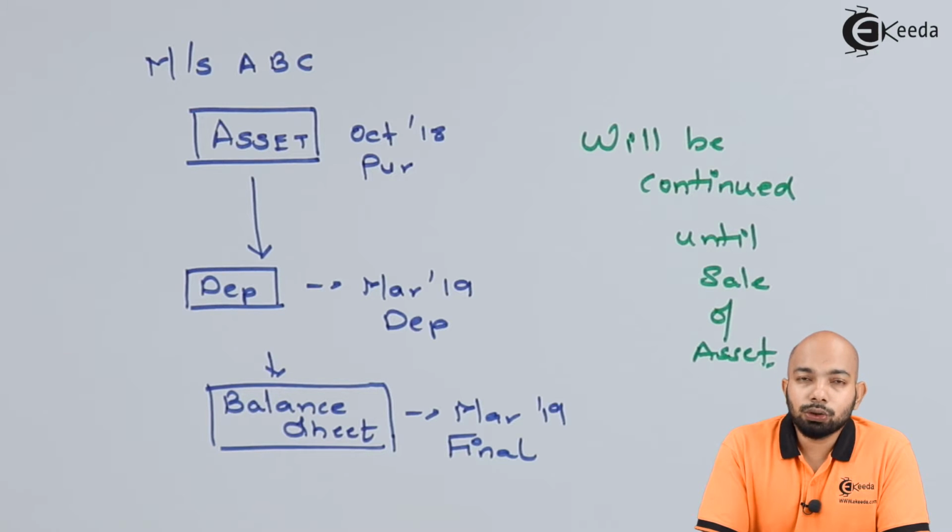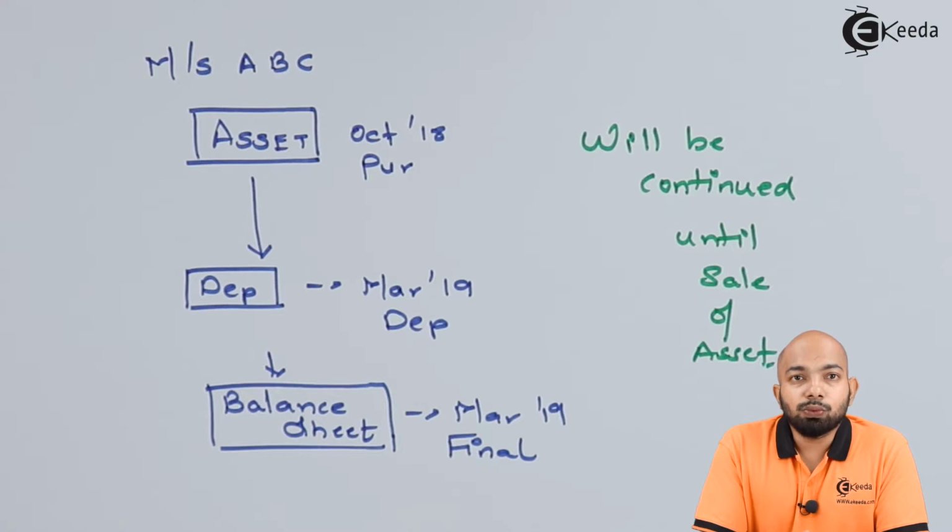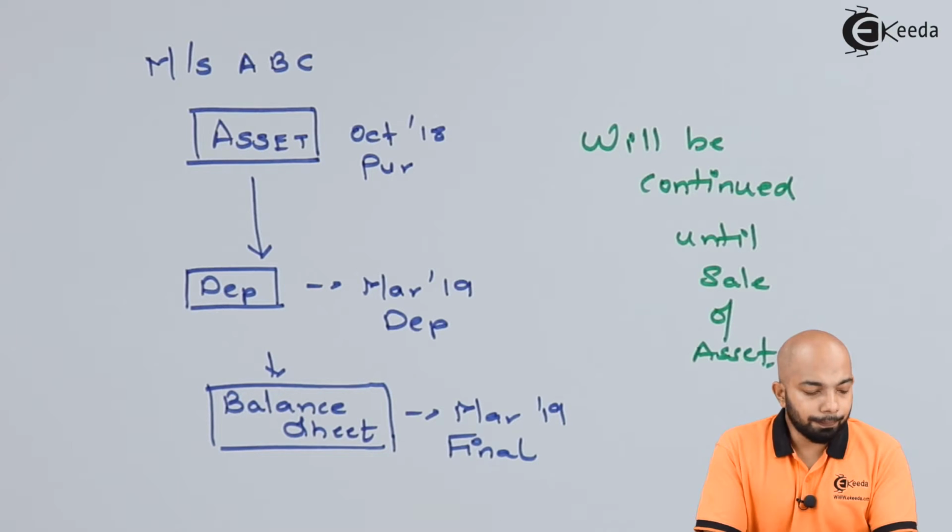So let's get back to the situation. Mrs. ABC has procured an asset in the month of October 2018. Now, this specific asset will go through the depreciation charge. At the end of every financial year, for this question March 2019, we have provided depreciation for it.